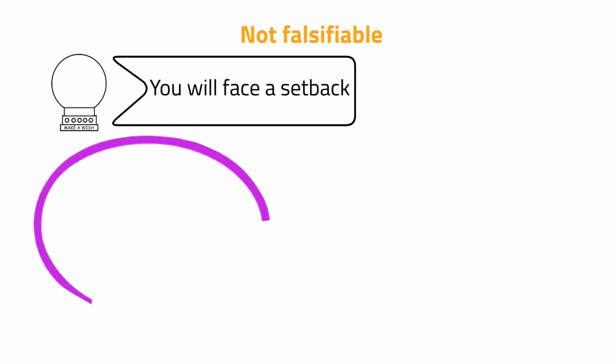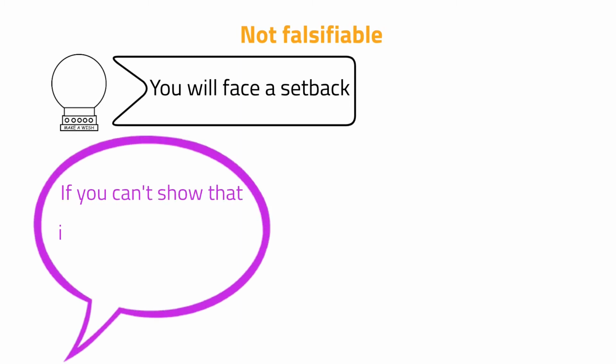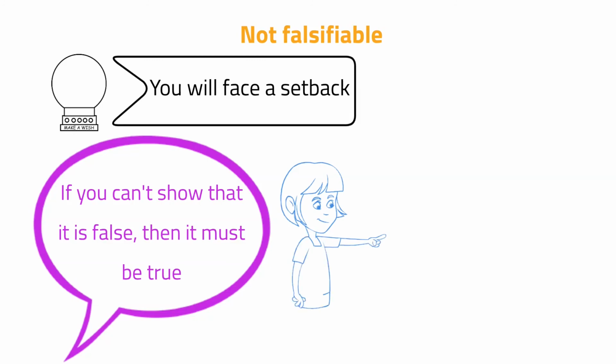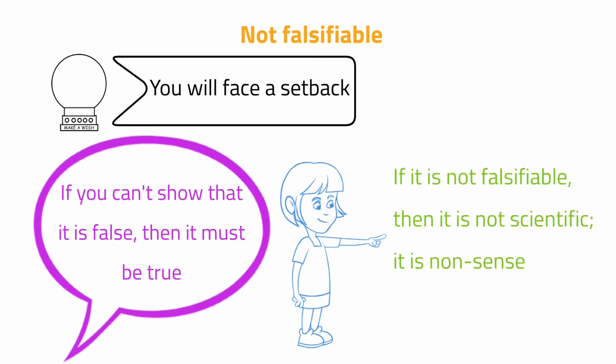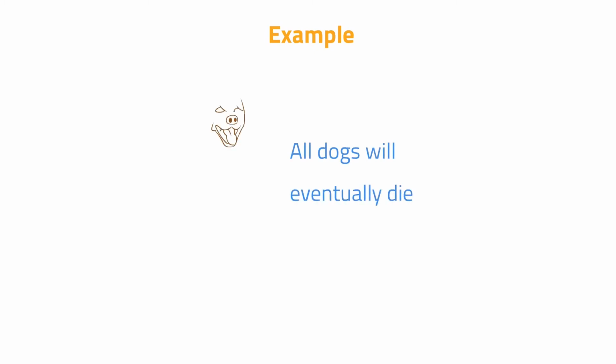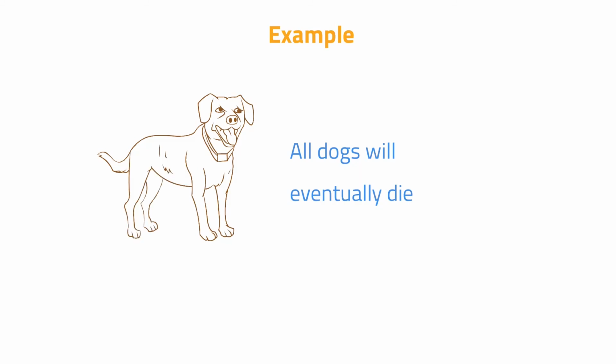Don't fall down the following trap. If you cannot show that it is false, then it must be true. Remember, the reason you cannot show that it is false is because it is not falsifiable. If it is not falsifiable, it is not scientific, so treat it as such. Here is another example. All dogs will die eventually. Is this falsifiable? Can you come up with a way to test it?